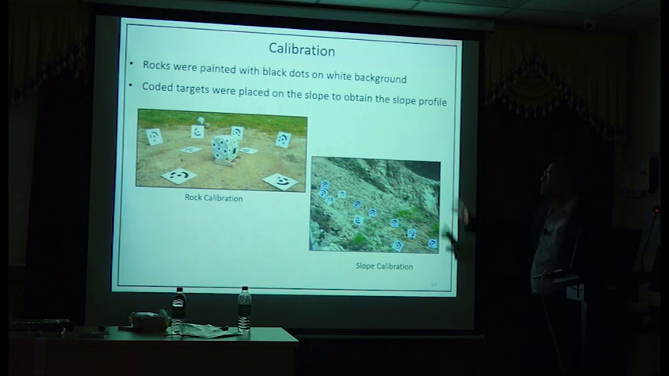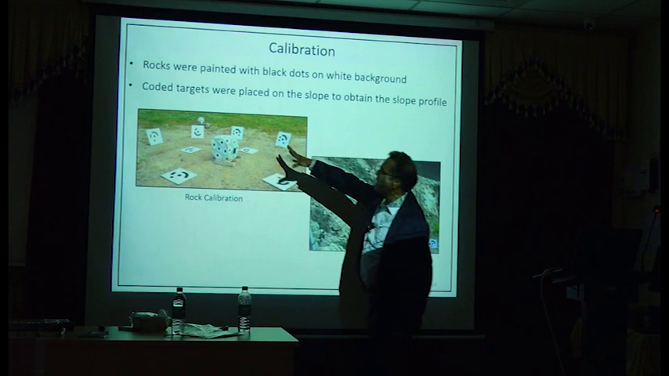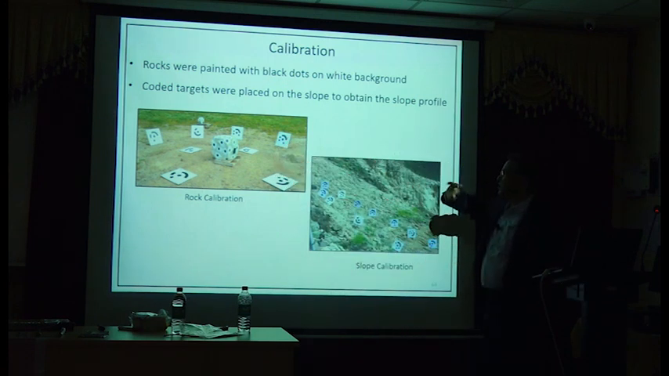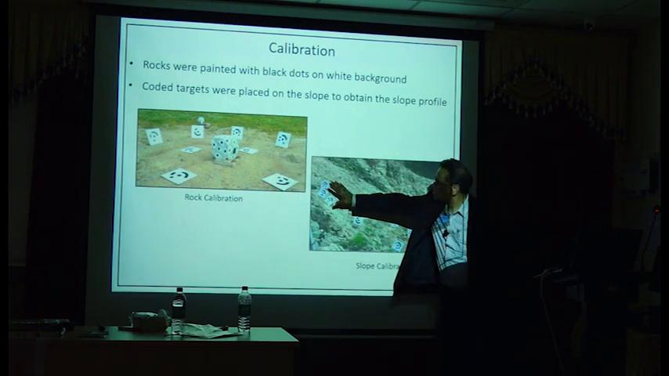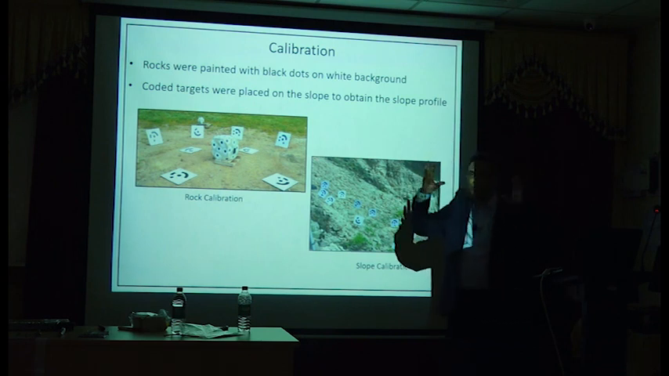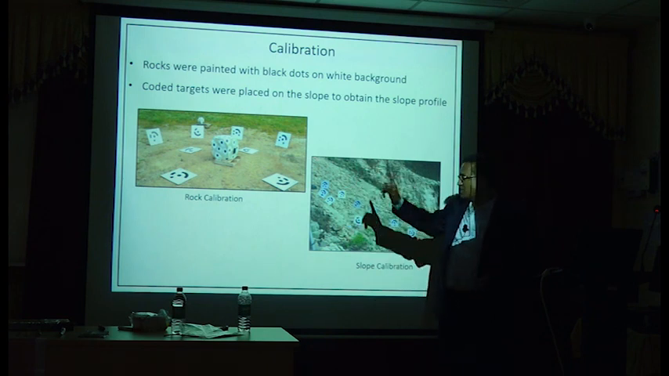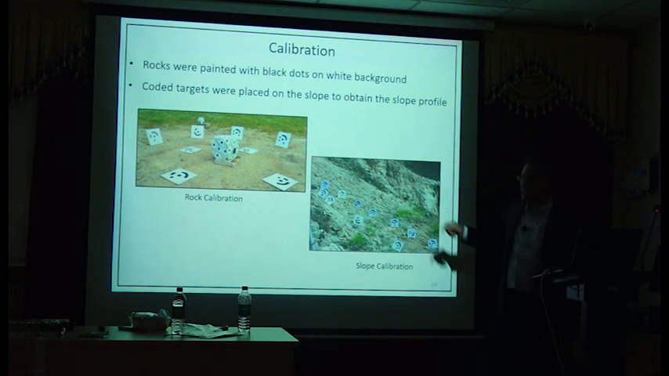So, before you do actual tests, you have to put these targets, capture the dots in all directions, capture the slope, and do the actual calibration of the slope. So the program remembers the slope, remembers the ball. There is a reason why it should remember both the ball and the slope. I'll show you in a minute.